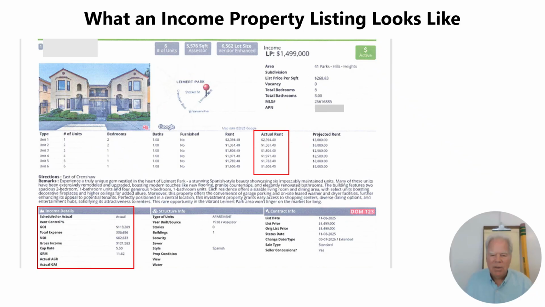This is what a typical income property listing looks like. You'll usually see the asking price, the current rents, and basic operating information. Many listings will also show gross income, net operating income, and sometimes the cap rate. These numbers give you a quick snapshot of the deal, but remember, the listing is only a starting point. You still need to verify the numbers yourself.